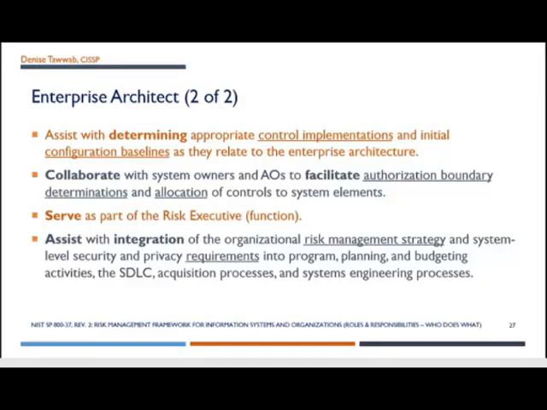They also collaborate with system owners and authorizing officials to facilitate authorization boundary determinations and also allocation of controls to system elements. They serve as part of the risk executive function, and enterprise architects also assist with integration of the organization's risk management strategy and system level security and privacy requirements into program planning and budgeting activities, the system development lifecycle, acquisition processes, and system engineering processes.